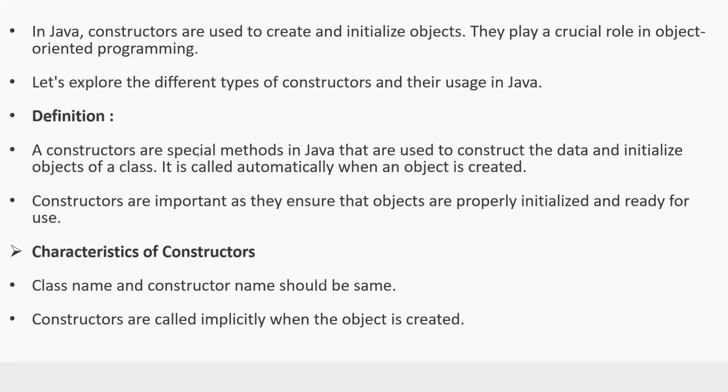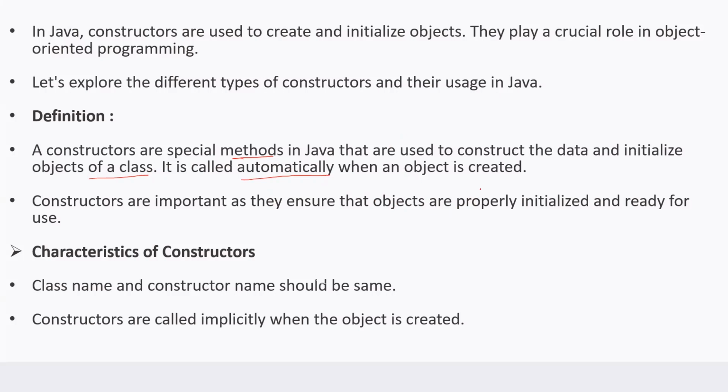As I said, constructors are special methods of a class that are used to construct the data, and they are also used to initialize the objects of that particular class. It is called automatically when the object is created, right? This statement has a meaning here.